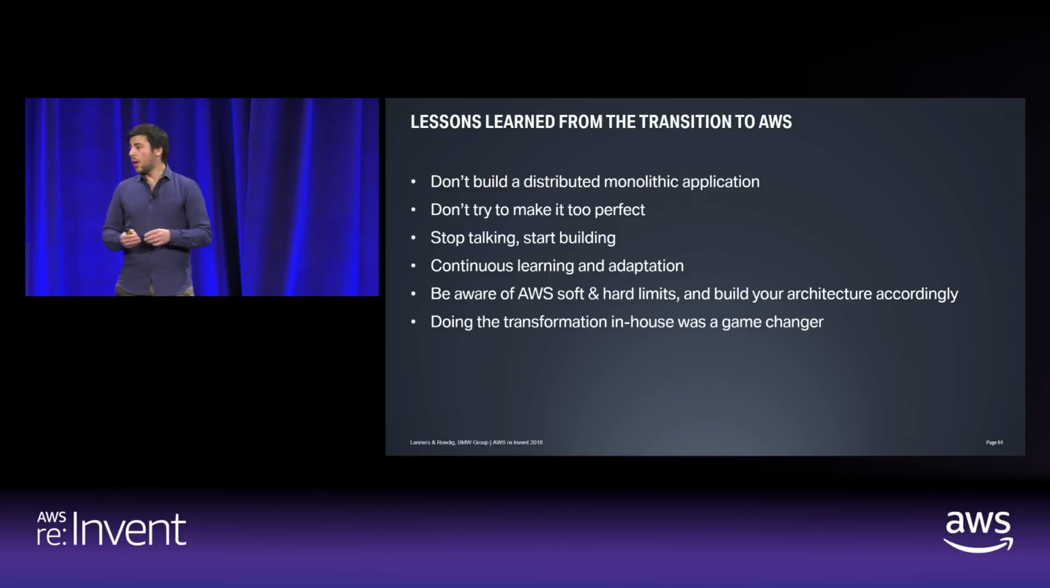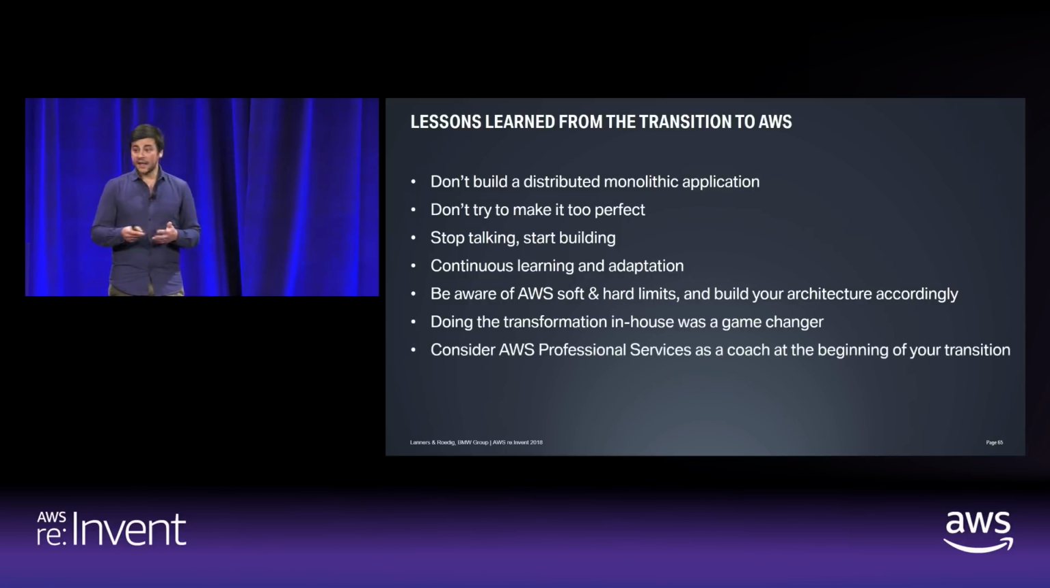Doing the transition 100% in-house was for us a game changer. With a self-organized BMW team, we could focus on the lift, think, and shift to AWS instead of managing the overhead which external service providers have. Last but not least, for us it was perfect to have someone on our side to discuss initial technical solutions. AWS professional services was good for us to accelerate at the beginning instead of starting at point zero.